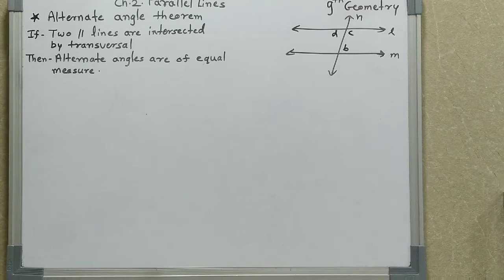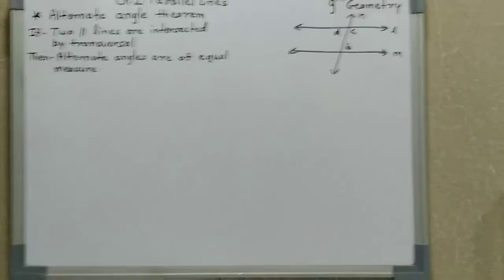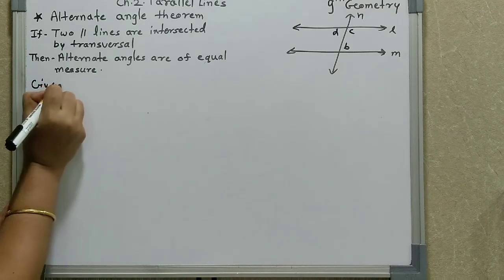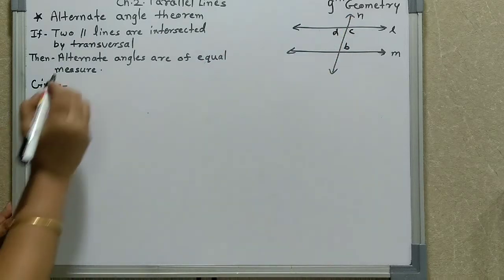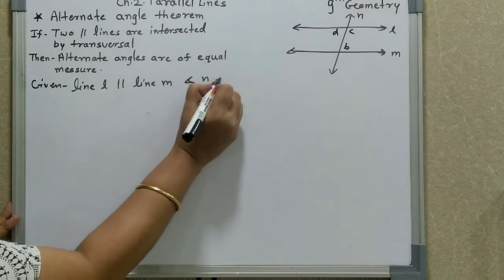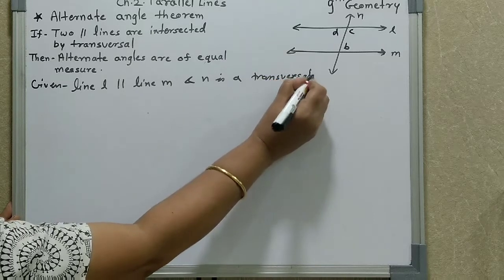Now students, a theorem is always written in a statement and reason form. In our geometry, if there is no reason, there is no validity of that statement. If we do not write the corresponding reasons, then there is no validity of our statement. So we write first the statement and then the reason. But first we write the given part. What is given? Two parallel lines are intersected by a transversal. Which are the two parallel lines? Line L and line M. So write here line L parallel to line M and N is a transversal. These are the given part.